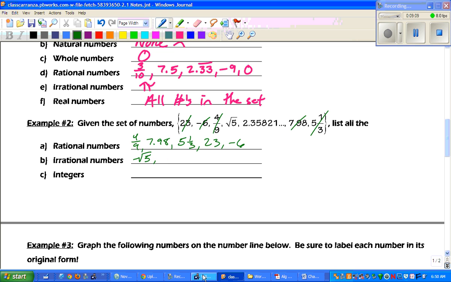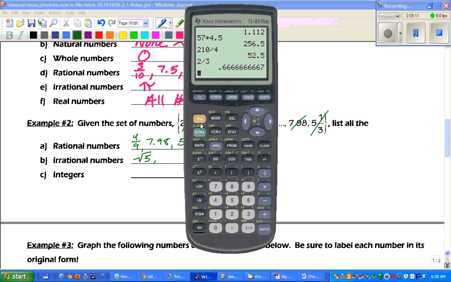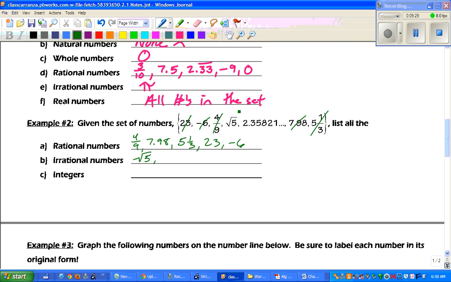Square root of 5. Now, if you don't know what the square root of 5 is, I would suggest putting that into your calculator. This is non-repeating. Okay. There's no pattern to this. And it cannot be written as a fraction. So that's why that's irrational, along with the number 2.35821... Okay. But which ones are the integers? Remember, those can be positive and negative numbers. No fractions, and we got -6 and 23.